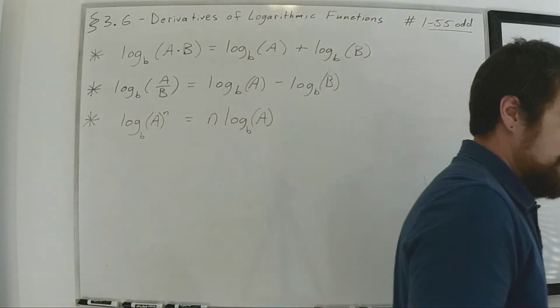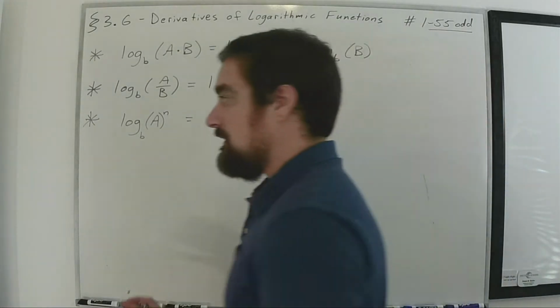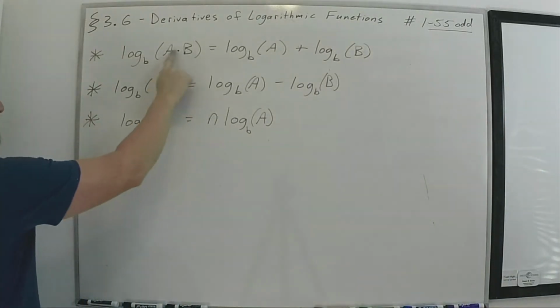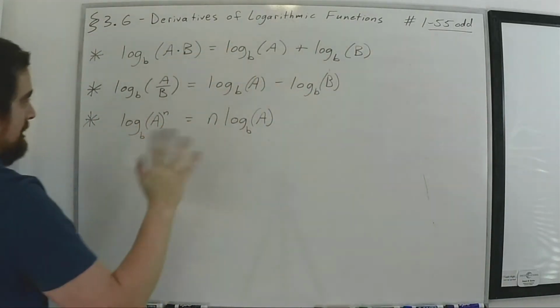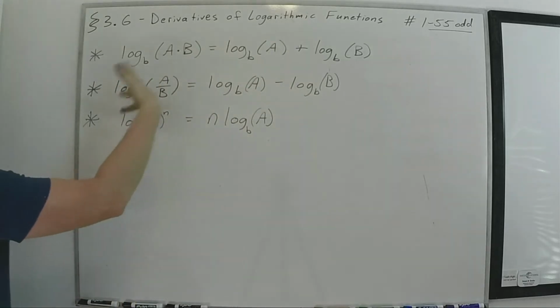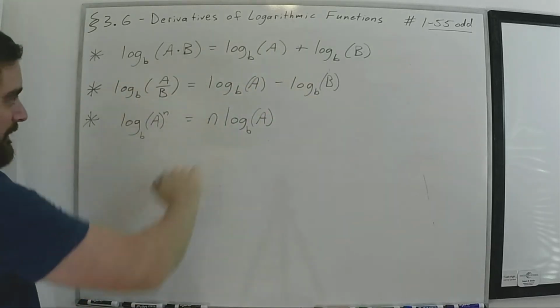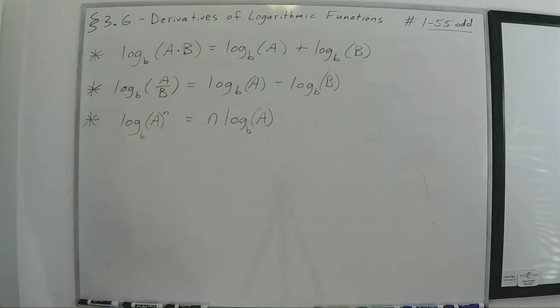So these are the 3 properties. Again, we do not get properties that have log of a plus b inside can be broken up. We do not get properties of log of a minus b inside can be broken up. These are all you have. They're all you'll ever get. So don't try and manipulate something using logs when it can't be manipulated correctly.